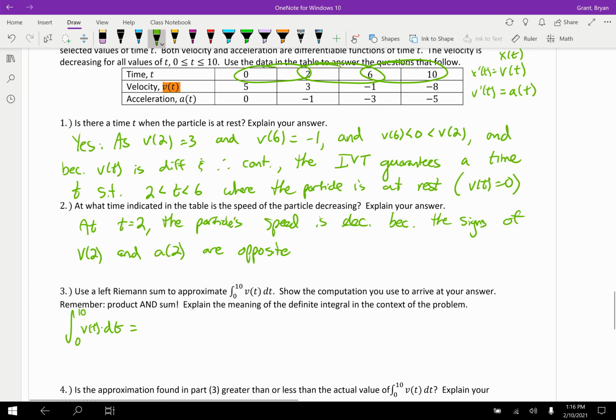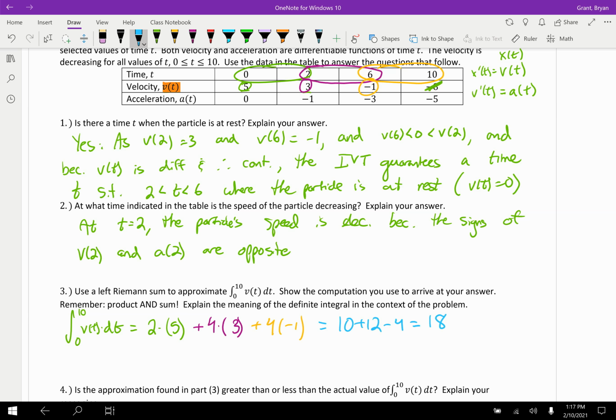My first subinterval from 0 to 2 has a base of 2. And the height, we're doing v of t here, right? So we have two options as a height. This is a left Riemann sum, so we're excluding the far right, and we choose the left value, so a height of 5. My next subinterval, from 2 to 6, has a base of 4 and a height of 3. And then my last subinterval, from 6 to 10, has a base of 4 and a height of negative 1. That looks pretty decent. Let's finish this out. So we have 10 plus 12 minus 4. 22 minus 4 is 18.